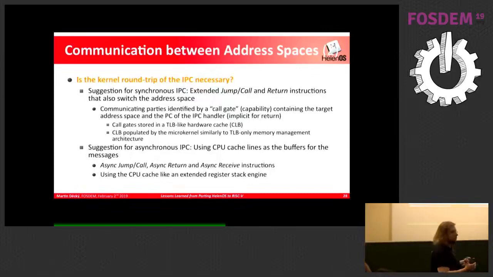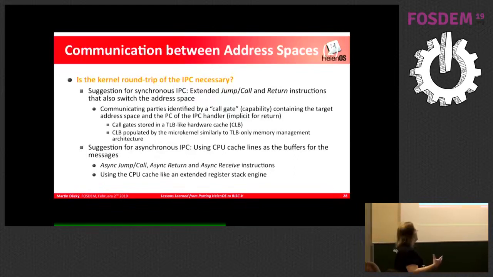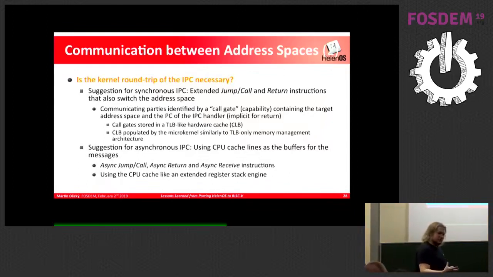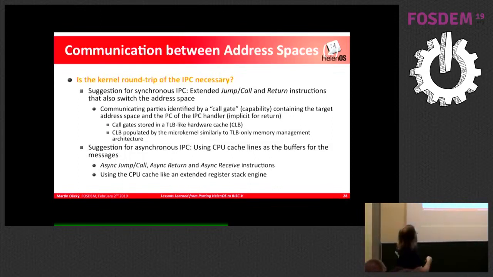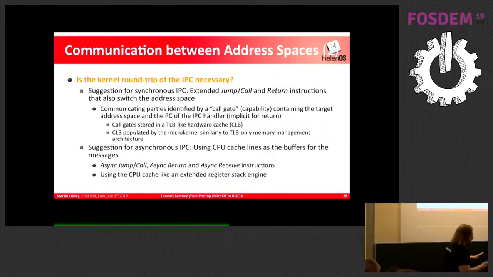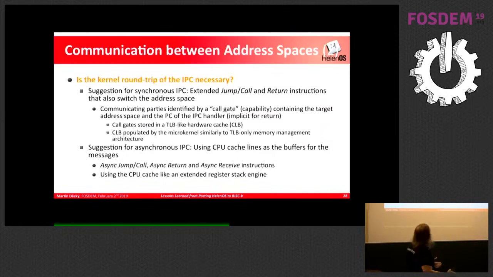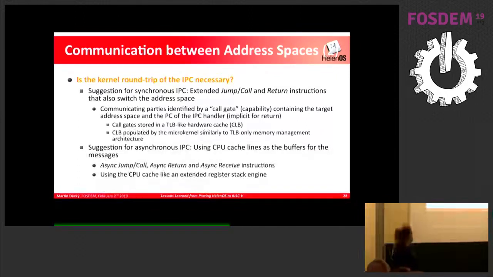I mean, why not design extended jump or call instructions, and of course also return instructions, that would also do the address space switch. So imagine something like a call gate, which would be basically like a calling capability that would identify the target address space and the target program counter of the server IPC handler. And this could be implemented on the hardware level, for example, like a cache, something like a TLB cache structure, which will be populated by the microkernel.